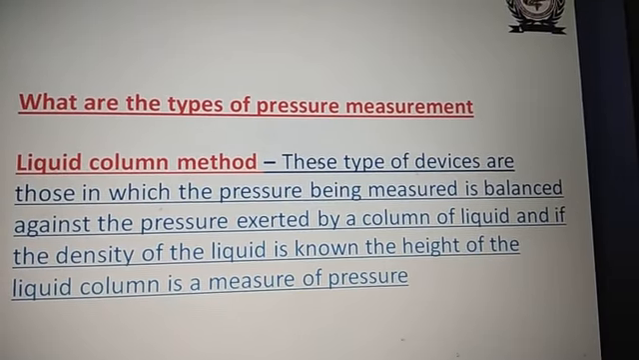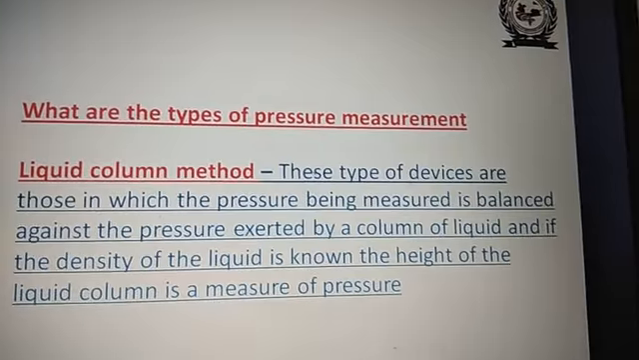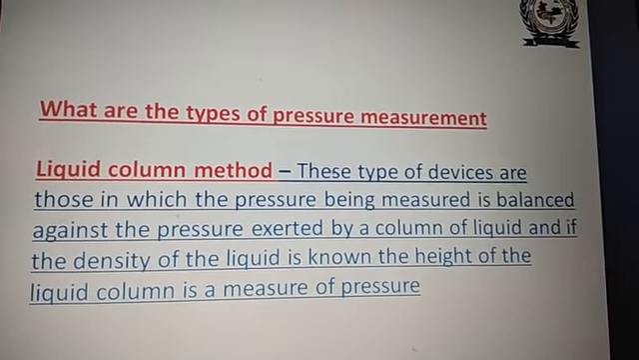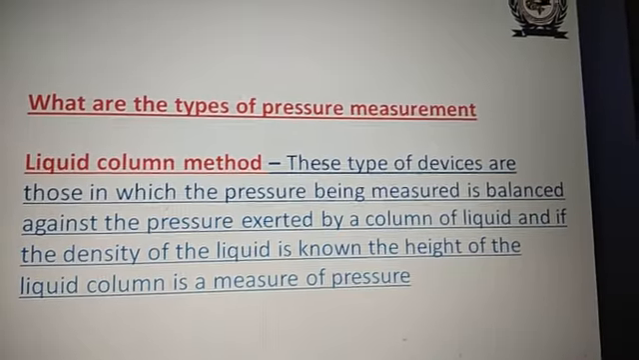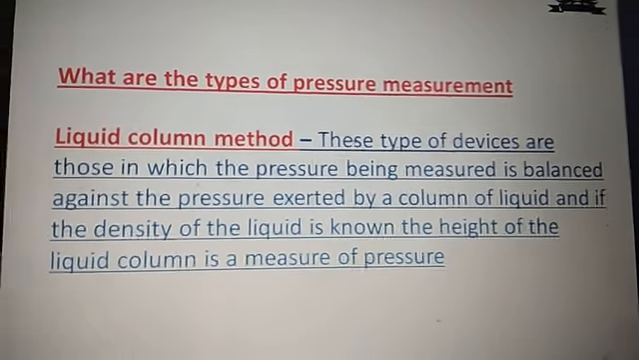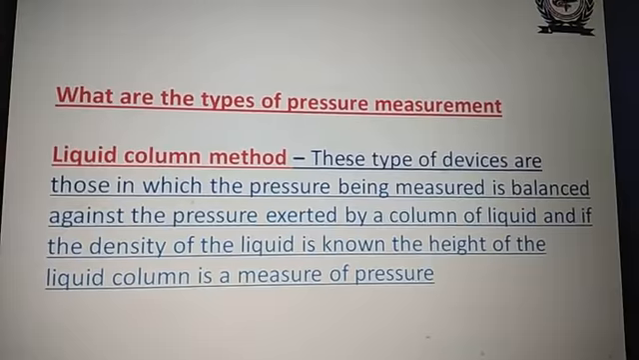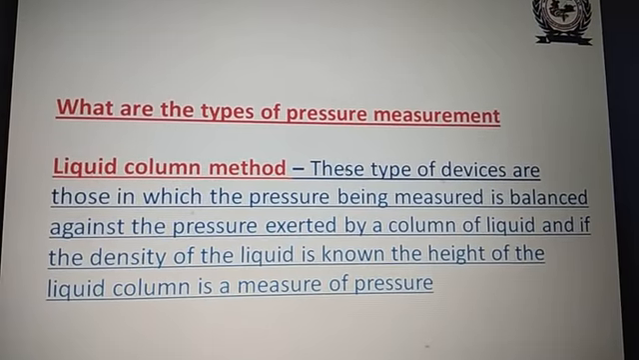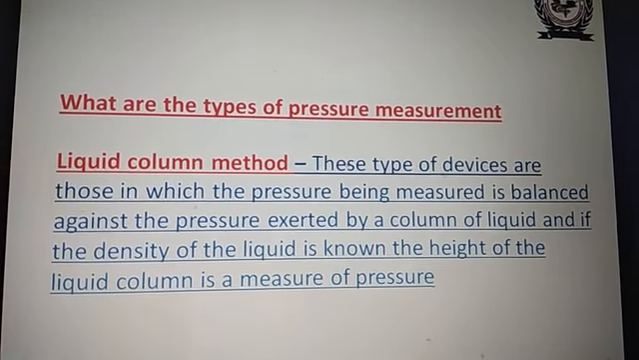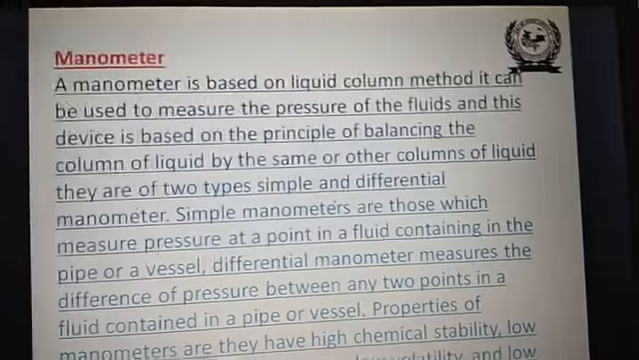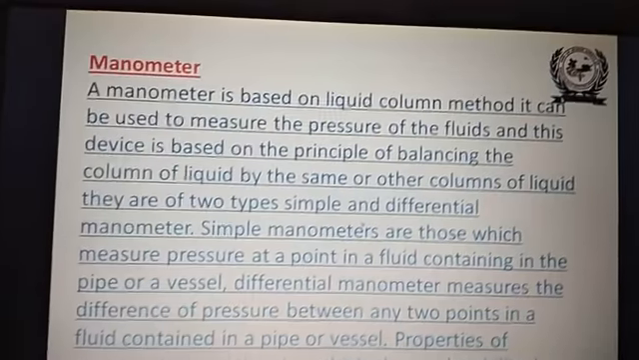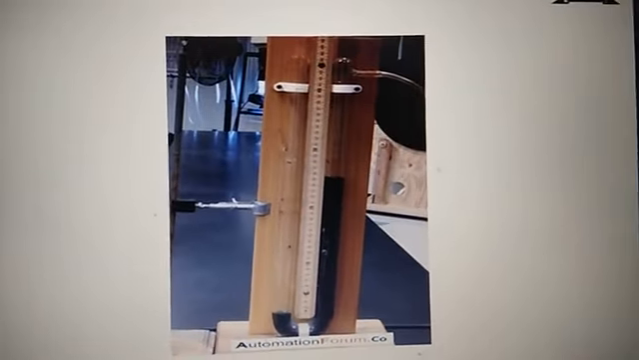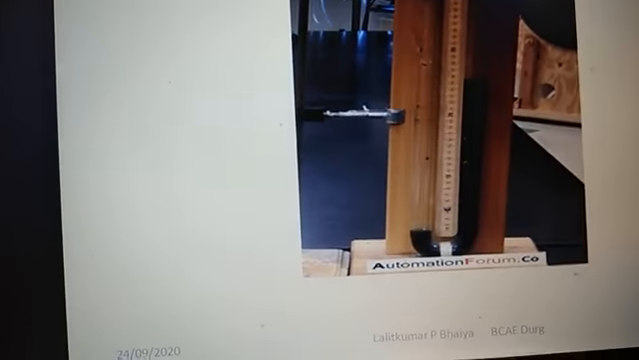One column of liquid in which the pressure is exerted, and if the density of the liquid is known, the height of the liquid column is a measure of pressure. This is a manometer. You can see the diagram first here. This is one example of the manometer.